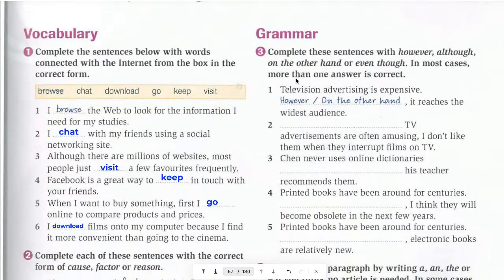Now, exercise 3, grammar. This one will help you to improve your grammar. Number 3, Nhi, read that. Complete these sentences with however, although, on the other hand, or even though. In most cases, more than one answer is correct. For example, number 1, television advertising is expensive. So we can use either however or on the other hand. It reaches the widest audience.